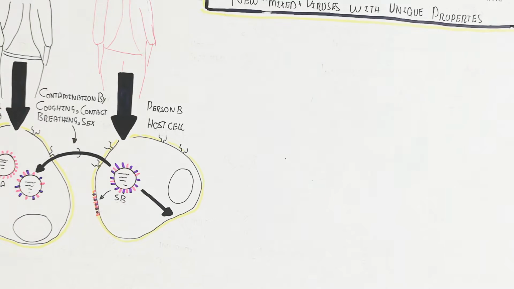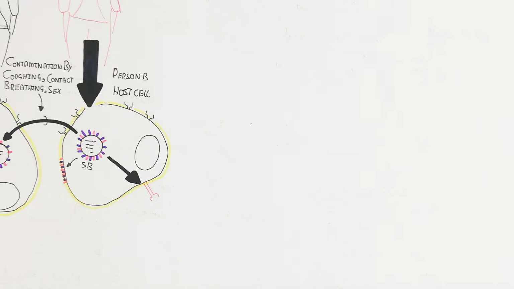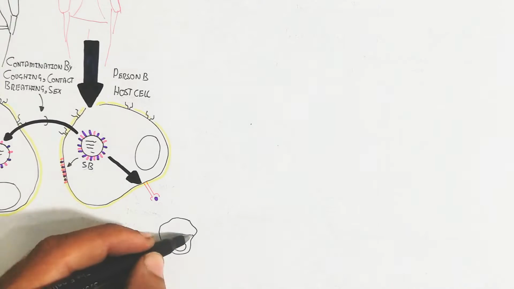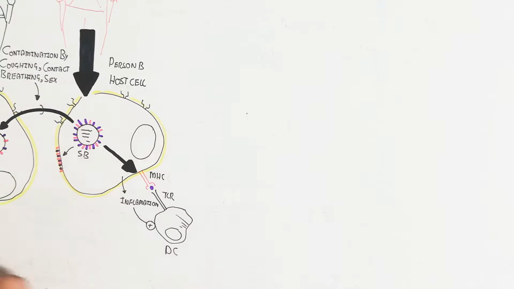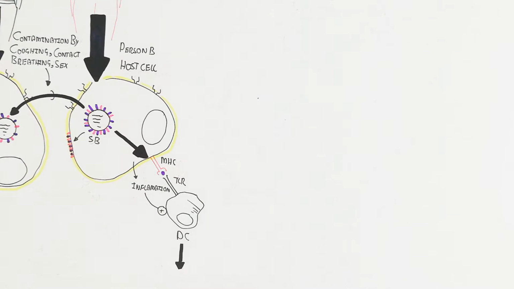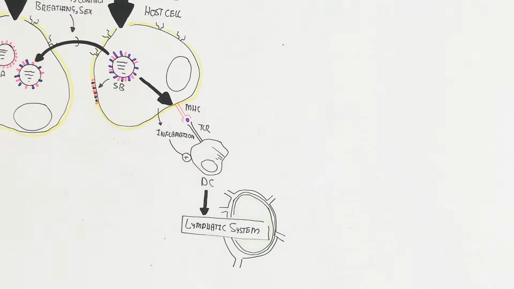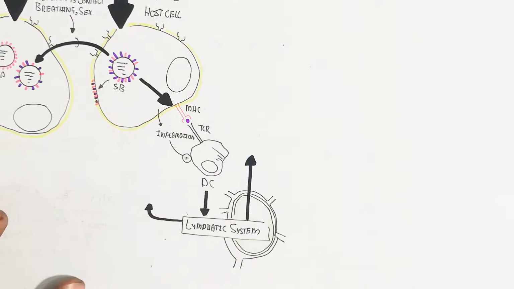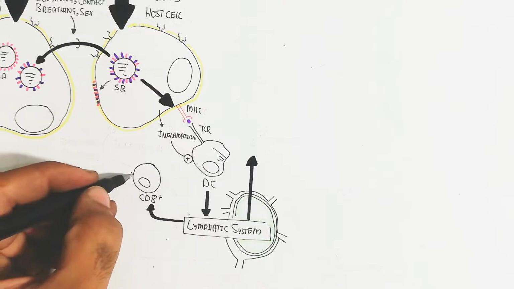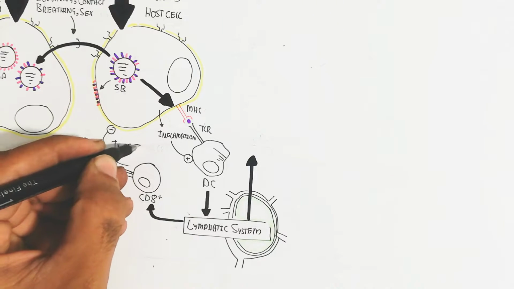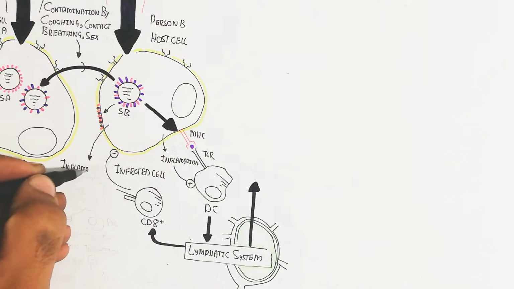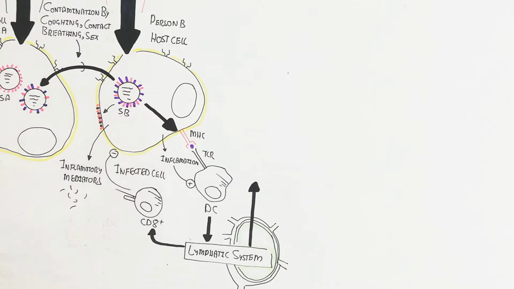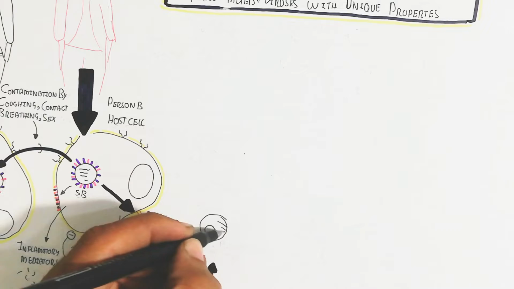In this way, for example, this person B will show MHC class I molecule, which is the major histocompatibility molecule, which shows the antigen after inflammation through the antigen-presenting cell, through the toll receptor. In this way the antigen-presenting dendritic cell recognizes it and goes into the lymphatic system to produce cytotoxic T cell and CD4 helper T cell, and infected cells are killed through CD8, and the inflammatory mediators will be produced.